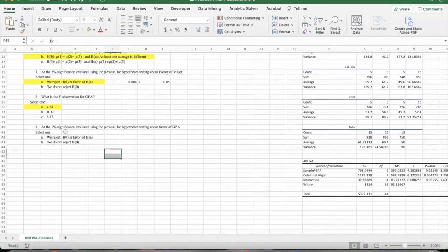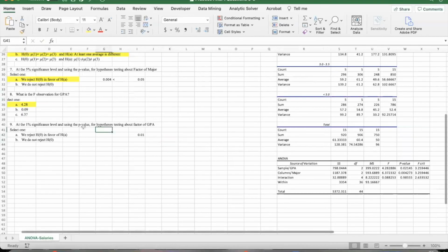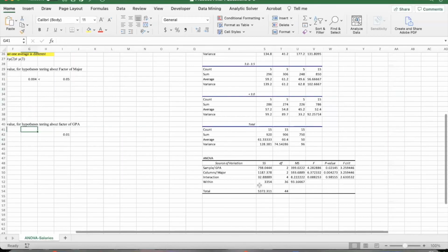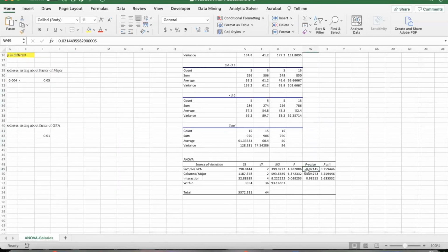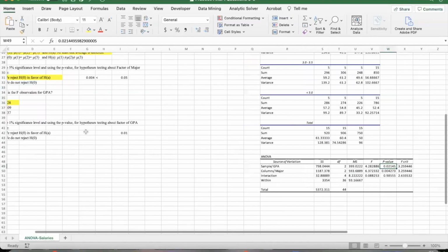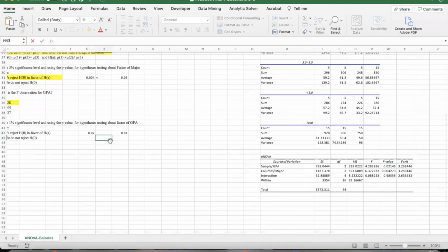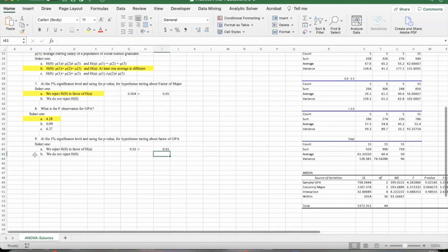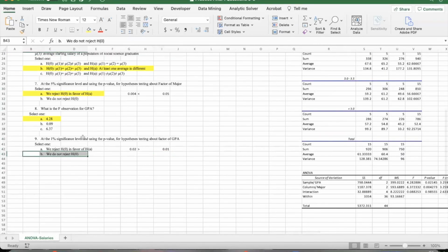And at the 1% level of significance, our alpha is going to be 0.01. And we're looking at the p-value for GPA. So p-value for GPA is going to be 0.02. So 0.02, our p-value is greater than our alpha. And because our p-value is greater than our alpha, we're going to say we do not reject. So the answer here is going to be we do not reject, B.